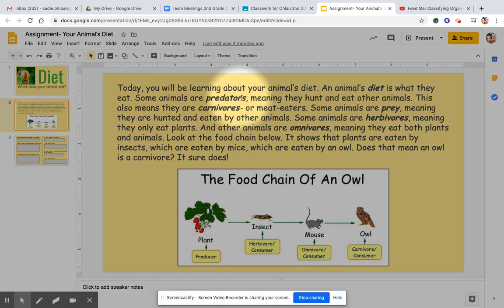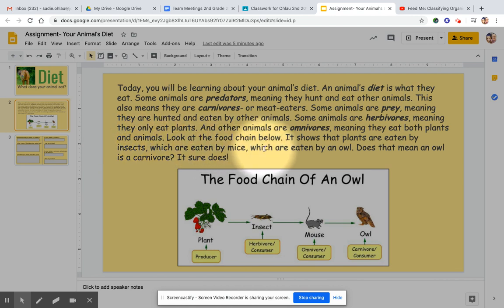Today, you will be learning about your animal's diet. An animal's diet is what they eat. Some animals are predators, meaning they hunt and eat other animals. This also means they are carnivores or meat eaters. Some animals are prey, meaning they are hunted and eaten by other animals. Some animals are herbivores, meaning they only eat plants.